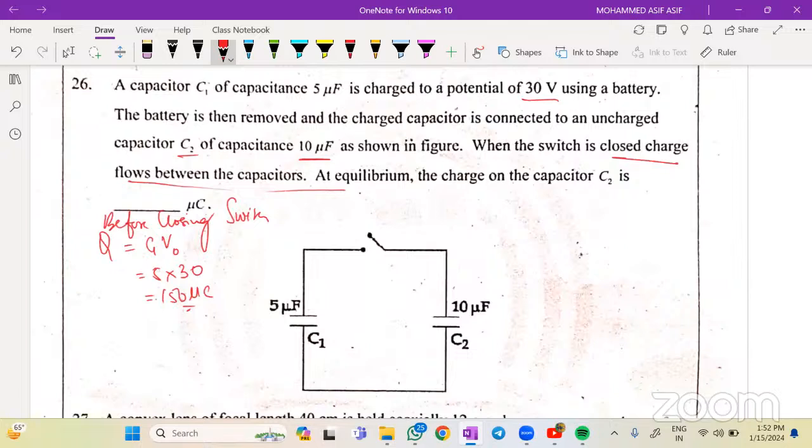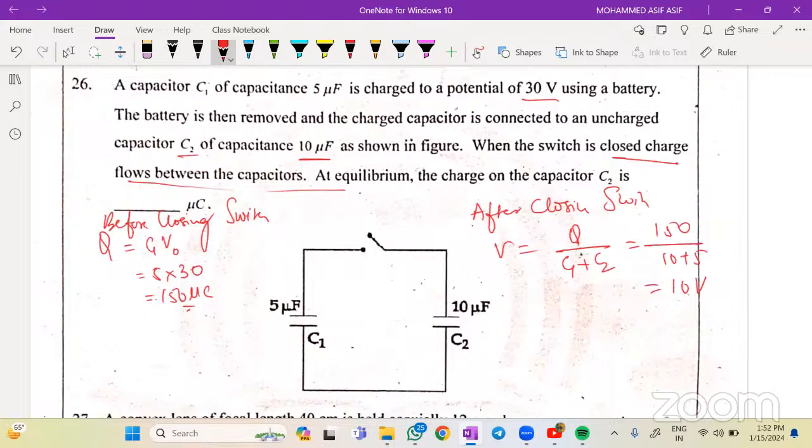Now as soon as the switch is closed, after closing the switch, V will be equal to Q divided by C1 plus C2. So total charge is 150 divided by 10 plus 5. That will be equal to 10 volt. So Q2 will be equal to C2 into V. C2 is your 10 into potential is equal to 10. That will be equal to 100 microcoulombs. That's it.